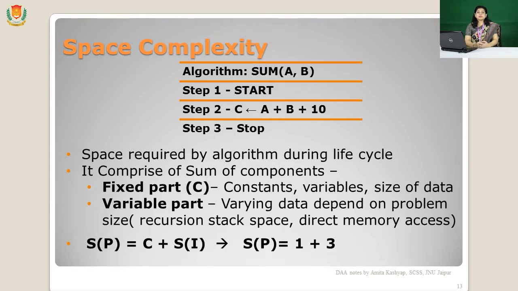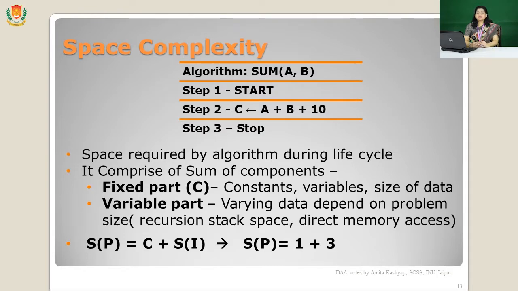There are two parts of space complexity. Two components play a role: one is the fixed part, one is the variable part. The fixed part is what is required by constants or variables that we are going to use in the program, or the size of the data that we are going to deal with. Here it is just one variable that we are going to add up. But we may have a program where we have to process an entire file of 100 or 1000 records. Then the input file size also matters while calculating the fixed part of the space complexity.